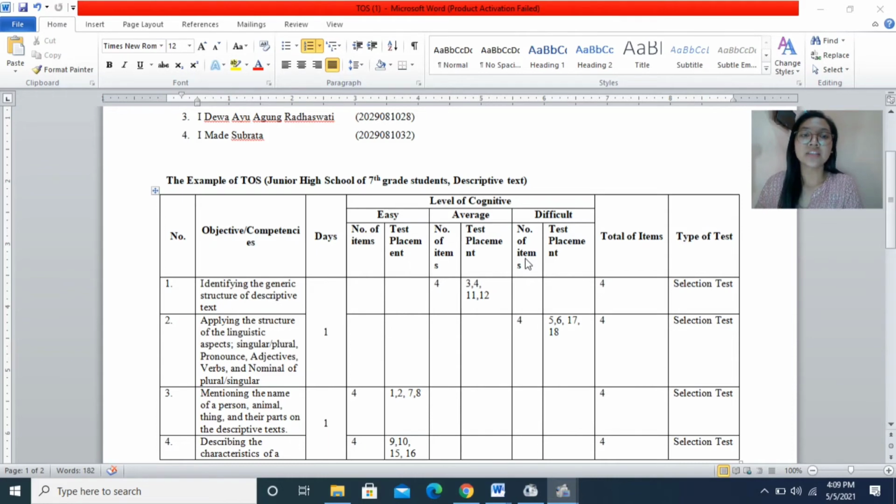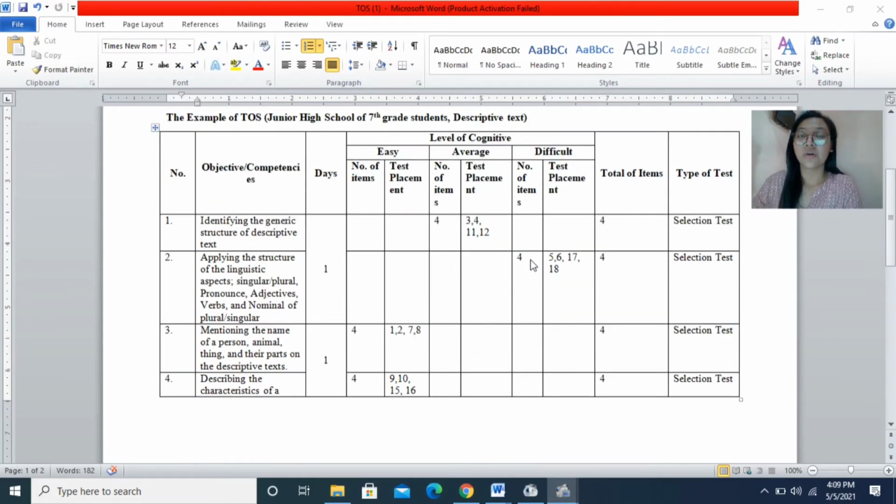comprehension. In this table, we provide the objective or competencies, days, level of cognitive, total of items, and type of task. Objective or competency number 1 is identifying the generic structure of descriptive text, which we will teach students in just 1 day, where the level of cognitive is average. We will put the task numbers randomly, such as number 3, number 4, number 11, and number 12. So the total of task items for this objective is 4. The type of this task is a selection task, where we will use multiple choice for students.